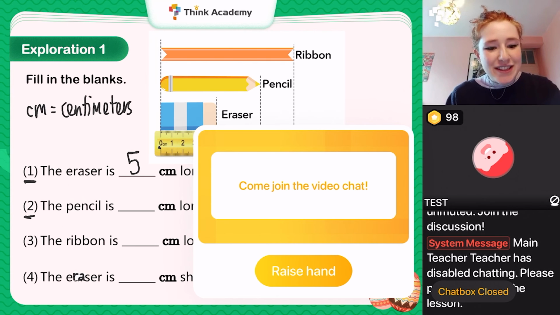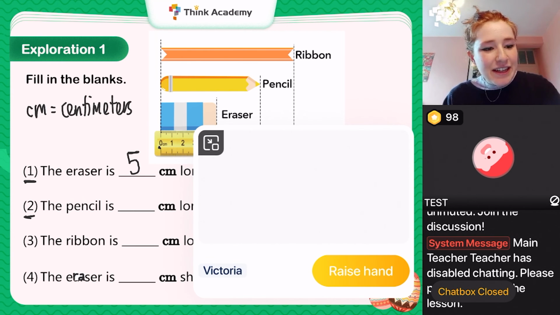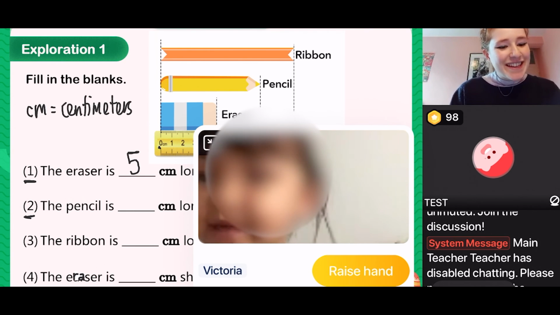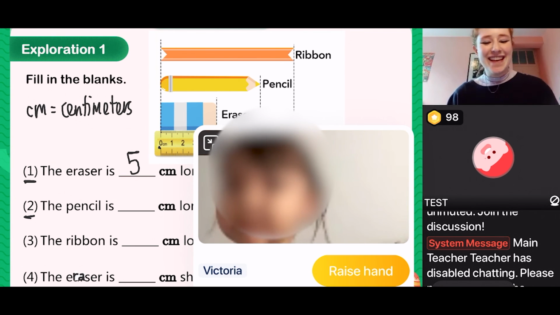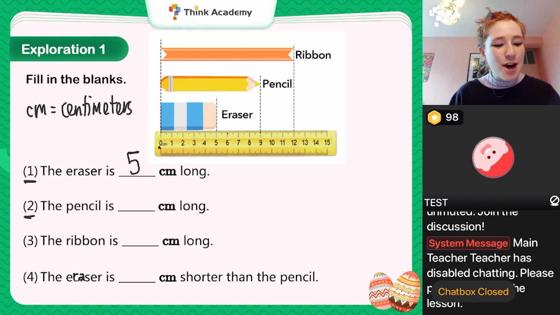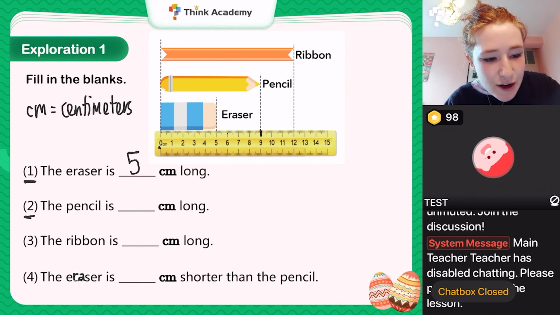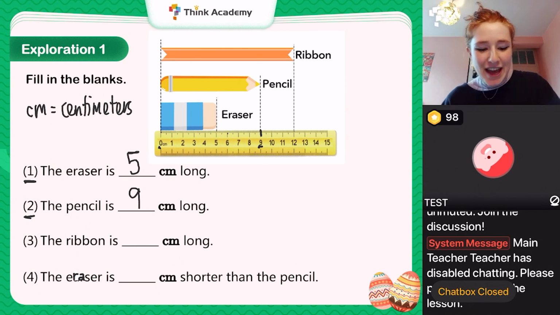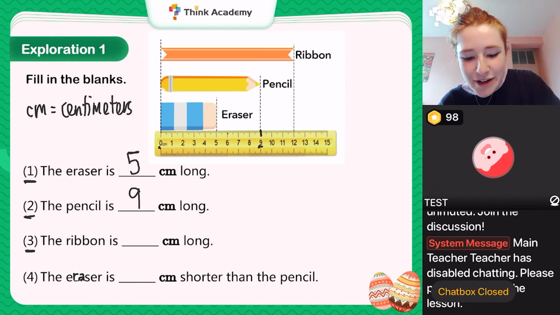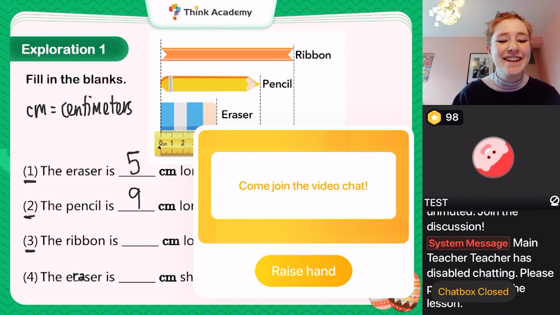Okay, I'll make sure to give everyone a chance who wants to. Hi, Victoria. The pencil is 9 centimeters long. Perfect. Yes, brilliant answer. Thank you very much for sharing with us. Our pencil comes to 9, doesn't it? Finishes at 9 centimeters. So our pencil is going to be 9 centimeters long. Okay, so number 3 then. Who can help me out with our ribbon here? Who's going to get our ribbon? What do we think, guys?